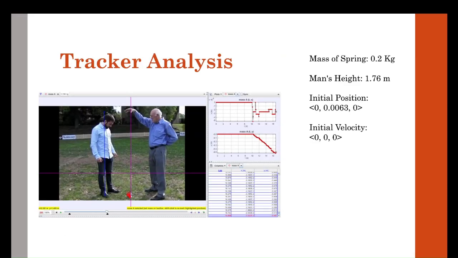So here's just a portion of the tracker analysis. The mass of the spring was 0.2 kilograms. The height of the man on the left was 1.76, which we used to calibrate the tracker analysis. The initial position at the bottom of the spring was 0.0063 in the y-coordinate, and then the initial velocity for the bottom of the spring was 0 across the board, because it remained stationary until the top part of the spring hit it.